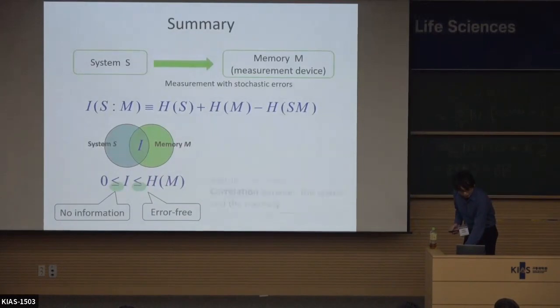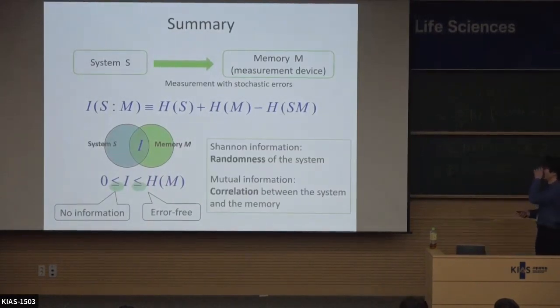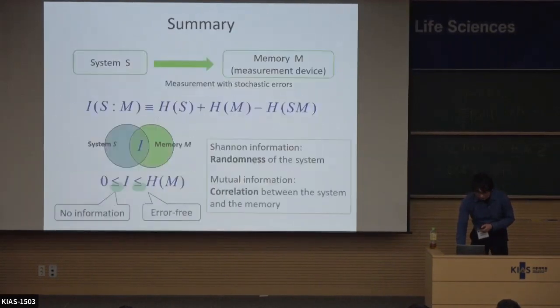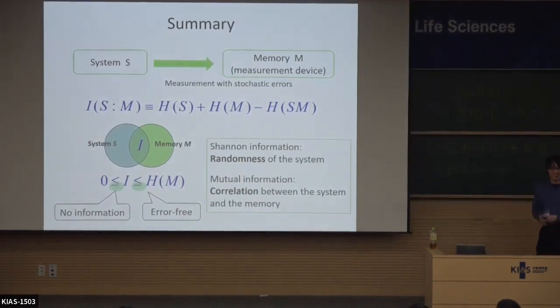Okay, so this is a summary of the information theory part. So basically, we have introduced two information contents. So one is the channel information, and that is a measure of kind of a randomness of the system. And the mutual information characterizes some correlation between the system and the memory. That is the effective information shared by these two objects. And the mutual information satisfies these inequalities. And if the communication or the measurement is perfect, the mutual information is the same as the channel information.